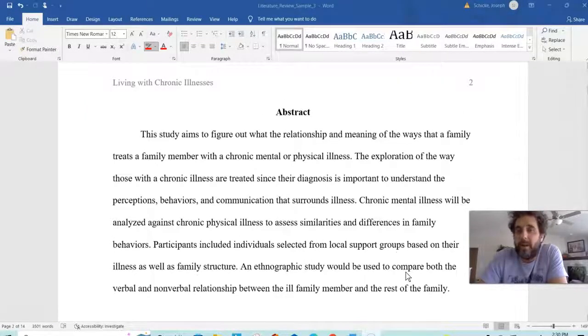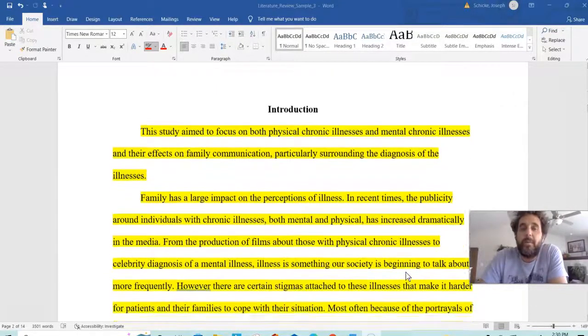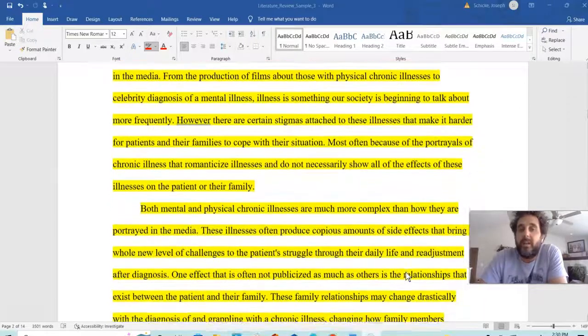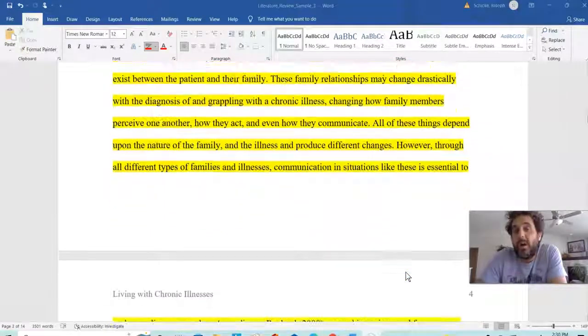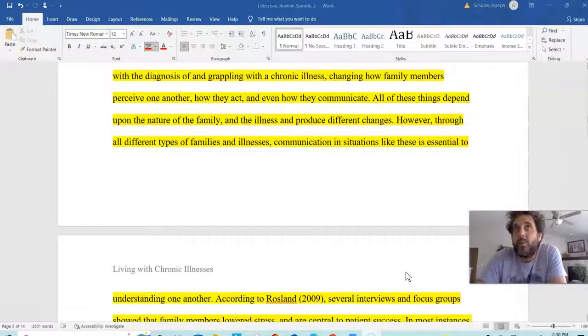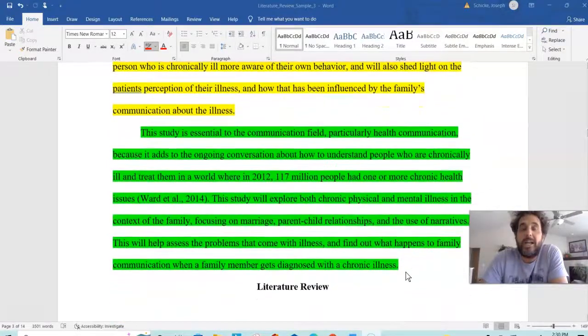I'm not asking anybody to write an abstract, by the way. You don't have to do that. But you'll see that I put the introduction in yellow because the introduction is where the writer gets to talk about the importance of the topic. This is where you get to ask your research question if you'd like. And the green is basically the thesis statement.